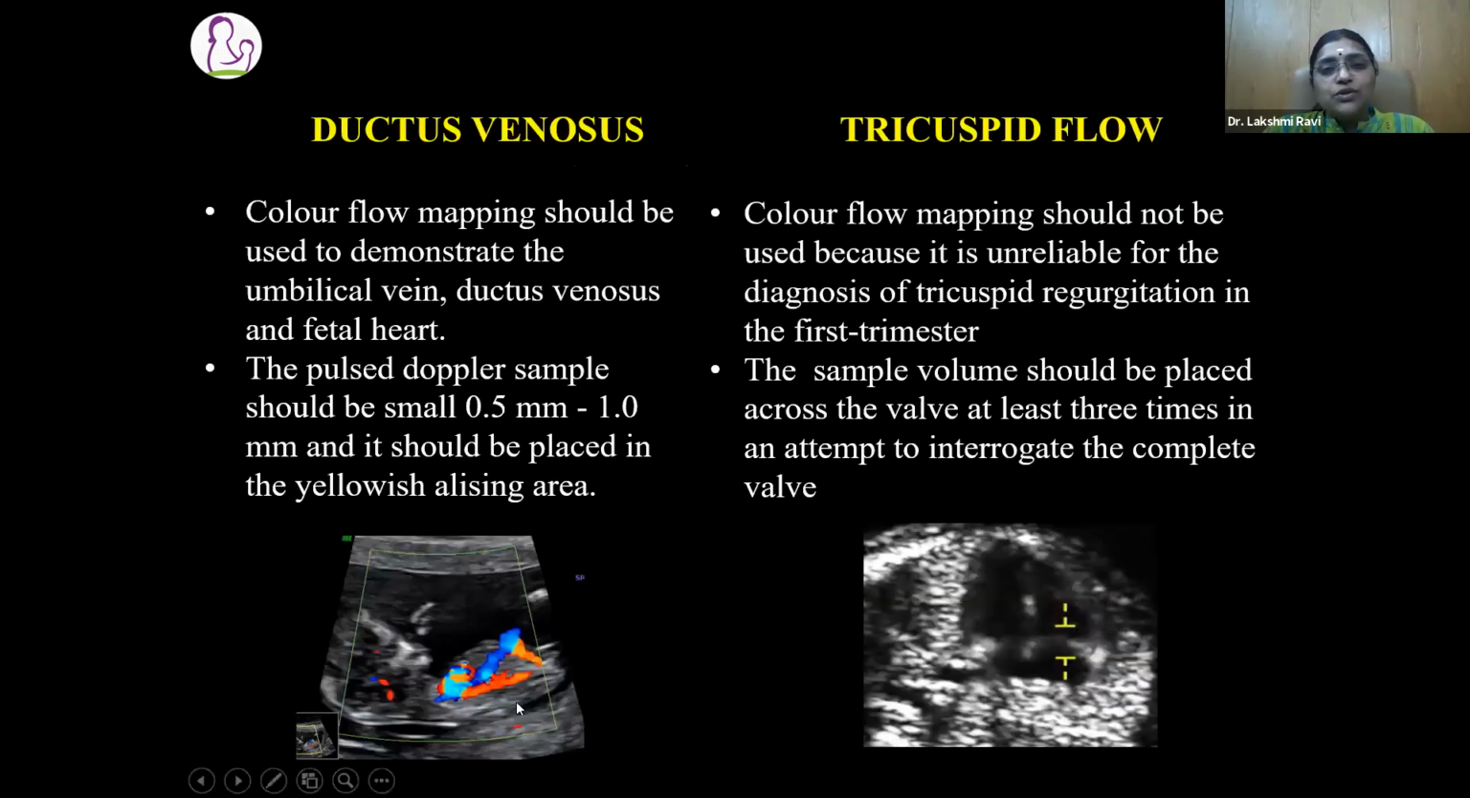So ideally, first you need to do the color flow mapping to demonstrate the umbilical vein, ductus venosus, and the fetal heart. So you have this aliasing area here, and the pulse Doppler sample should be small, somewhere around 0.5 to 1 millimeters, and that should be placed in this yellow aliasing area. For the tricuspid flow, you don't need a color flow mapping. You just get the 4-chamber view of the heart and place the sample across the tricuspid valve like this, and then you interrogate it to get the tricuspid regurgitation.